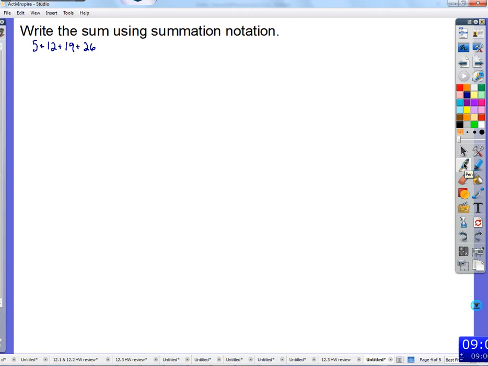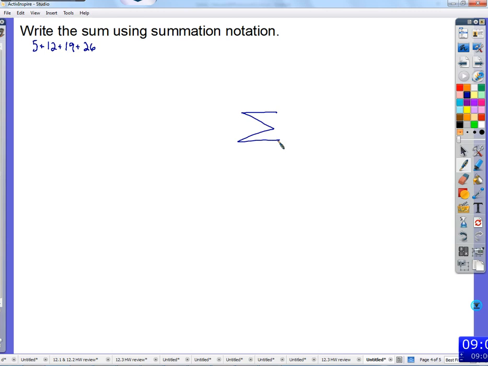Using summation notation, which hopefully you learned from last time, does not mean find what this adds up to, but write it in sigma notation, or summation notation, meaning using sigma. So one main part is that we use the letter sigma. What does the letter sigma mean? The sum. It's the sum of several things.